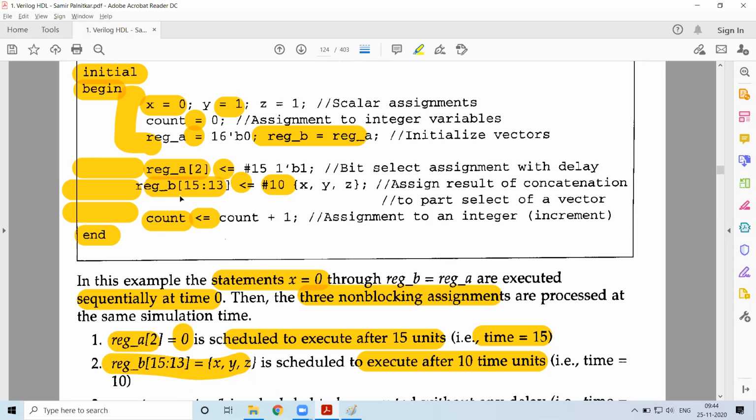So now here we have only these selected bits which will be updated at 10 time units. Since this is a non-blocking assignment, from time t equal to 0 up to 10, at the time unit 10, register B will be updated. Now, when will the count be updated? Since this is also non-blocking, count gets updated at time t equal to 0, because all start the execution at the same moment. So it's a non-blocking statement, and it is not hindering the assignment of the others.